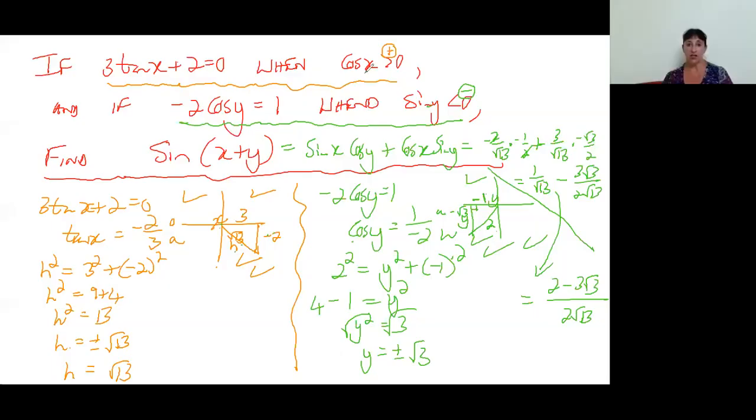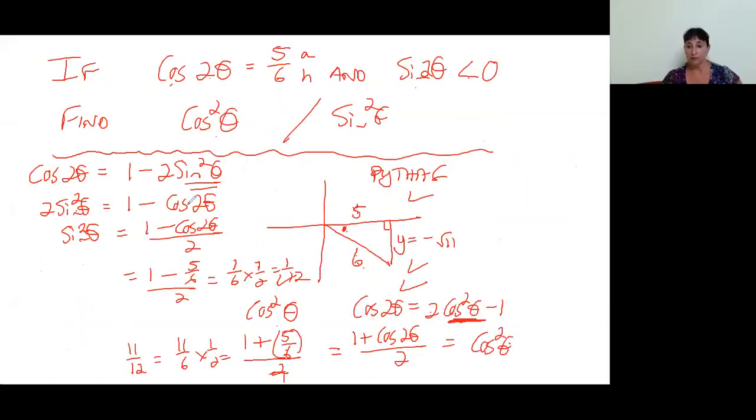Right. Okay, so let's go through this again. I'm giving you cos 2 theta equals 5 over 6. I'm giving you sine 2 theta is less than 0, so that's negative. I know that cos is adjacent over hypotenuse. The adjacent to the angle over the hypotenuse.